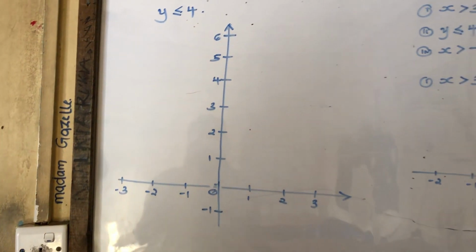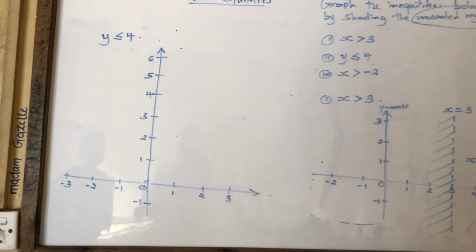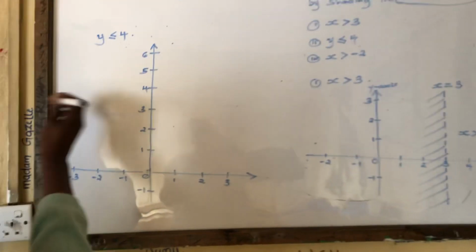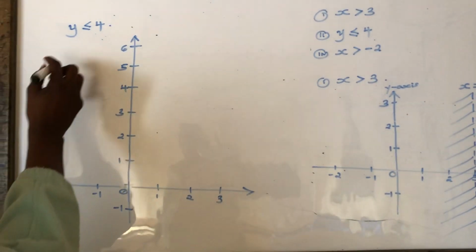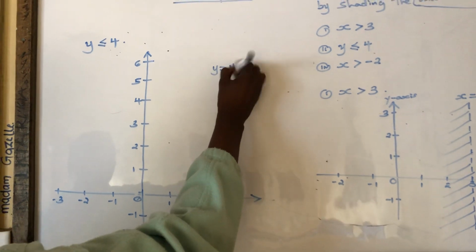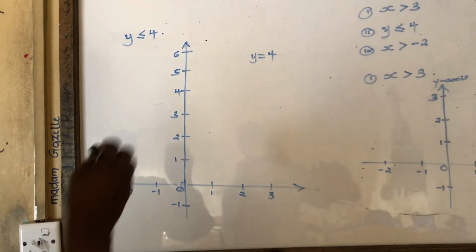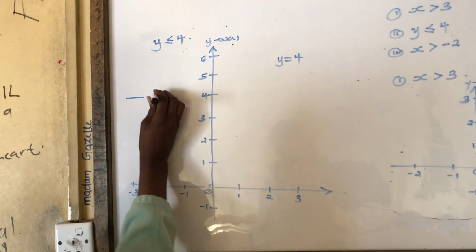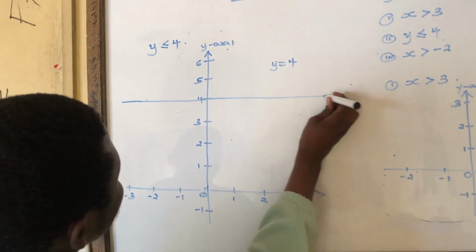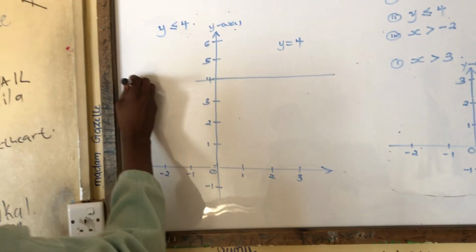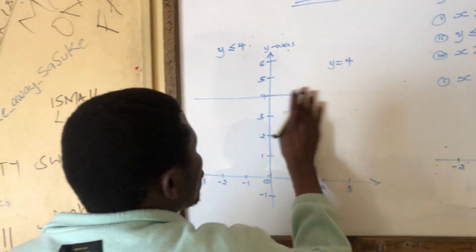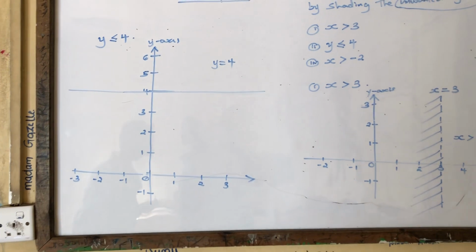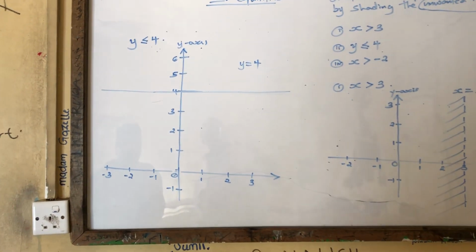Then what do we do? We will ask ourselves, where is the line y is equal to 4? The line y is equal to 4 should be a horizontal line cutting the y-axis at the point 4. This is the line y is equal to 4. It should be a horizontal line cutting the y-axis at 4.